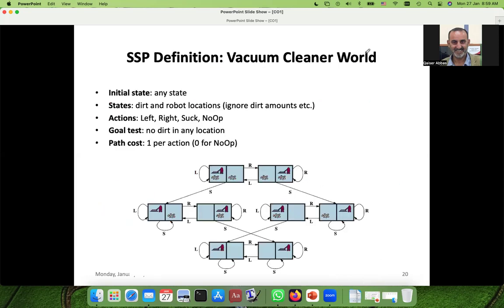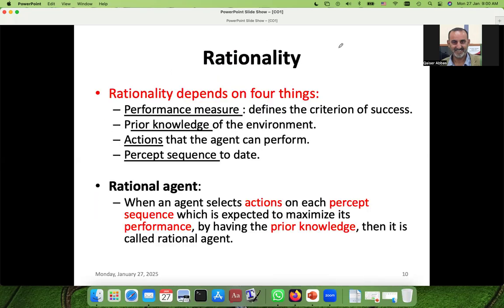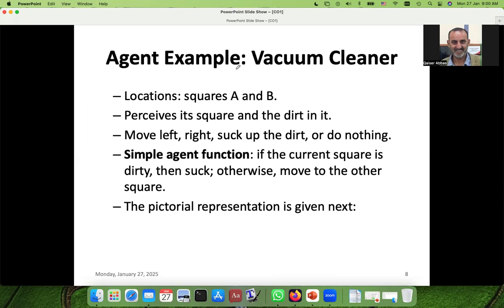So now, moving next. Write down this problem definition, or SSP definition, for the vacuum cleaner agent that you have studied previously. What was that? It will have 2 locations, square A and B. It can perceive the location and whether there is any dirt in it. These are the percepts. What are the actions? Left, right, suck up the dirt, or do nothing. These are the actions.